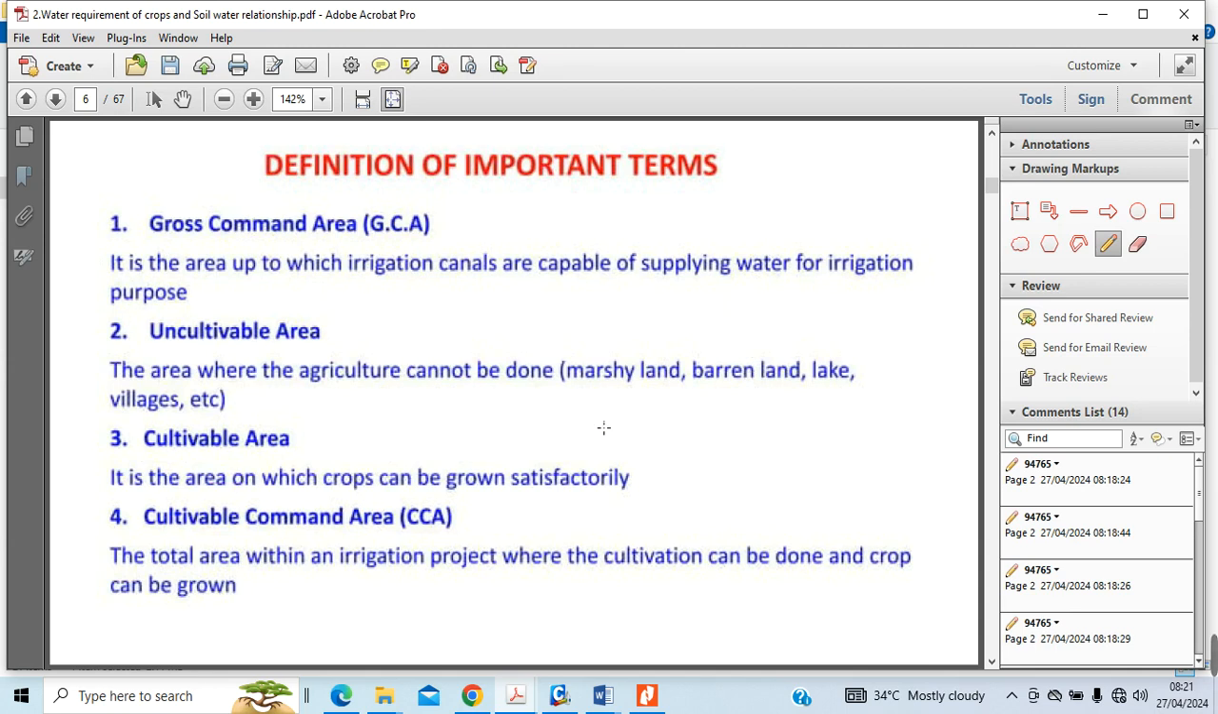Definitions of some important terms. Gross command area (GCA): it is the area which irrigation canals are capable of supplying water to for irrigation purposes. Uncultivable area: the area in the GCA where agriculture cannot be done, such as marshy land, barren land, lakes, villages. Cultivable area: the area on which crops can be grown satisfactorily. Cultivable command area (CCA): the total area within the irrigation project where cultivation can be done and crops can be grown.